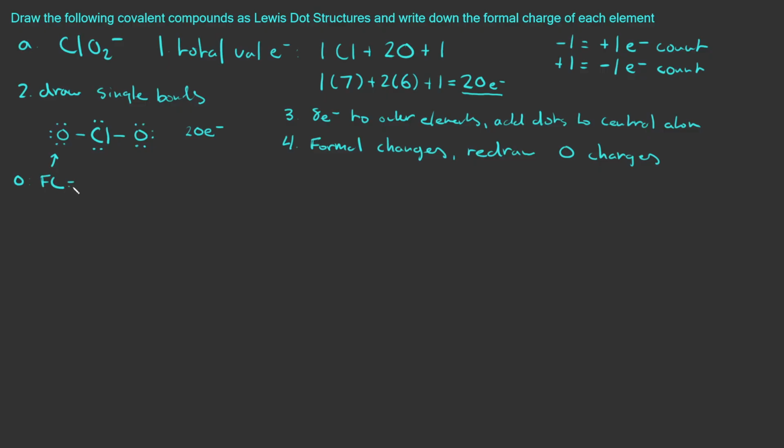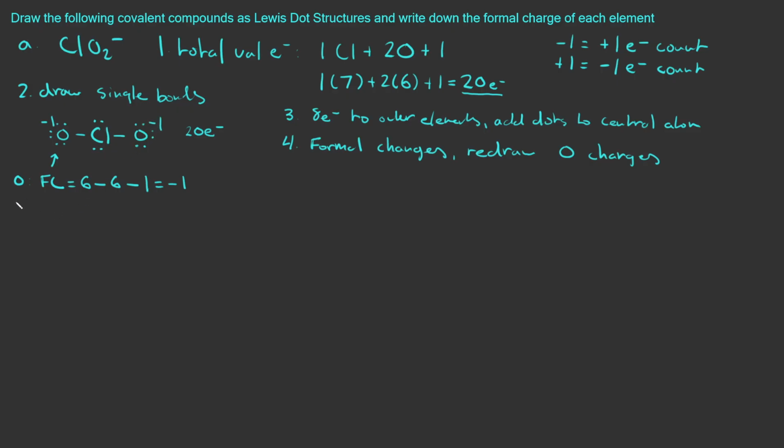Remember, formal charge is equal to your number of valence electrons. Oxygen has 6 valence electrons, minus the number of non-bonded electrons, which is 1, 2, 3, 4, 5, 6, so 6 electrons, minus the number of bonds, which is 1. And so the oxygen has a -1 formal charge. Same thing over here, since it's exactly the same as this oxygen.